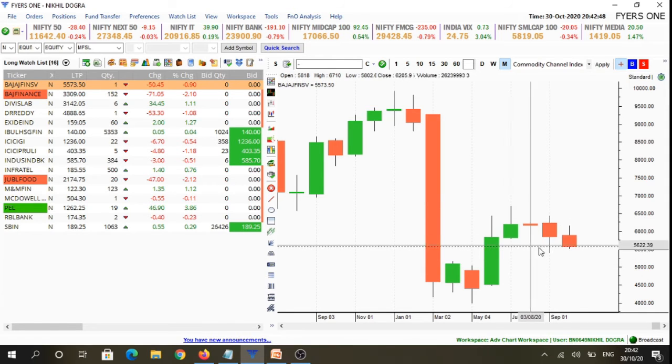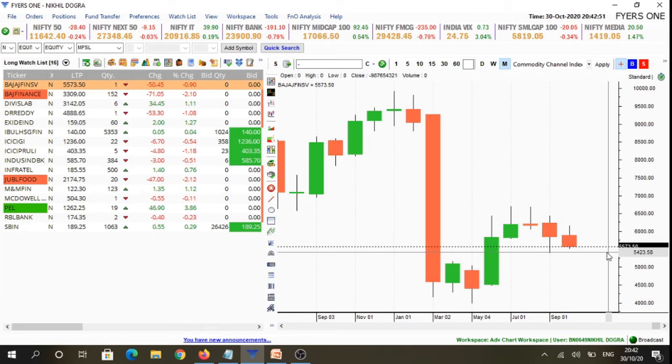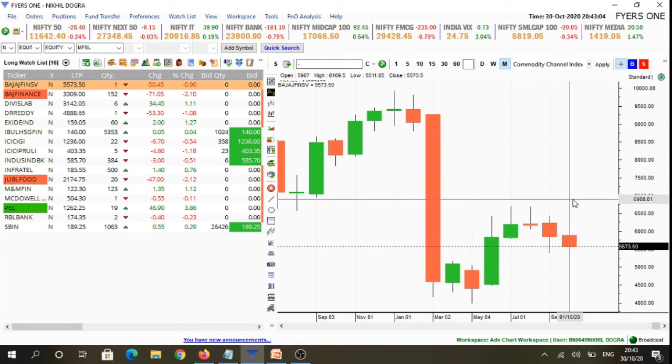So Bajaj Finserv, and you also have to see that these are inside candlesticks. So whenever we have an inside candlestick, it just tells us that market is in an equilibrium. That is, buyers and sellers are both balanced. So we would look for breakout to the upside for delivery purposes.